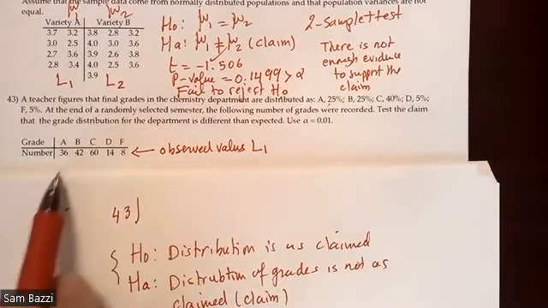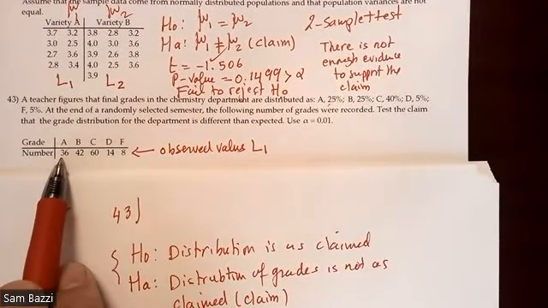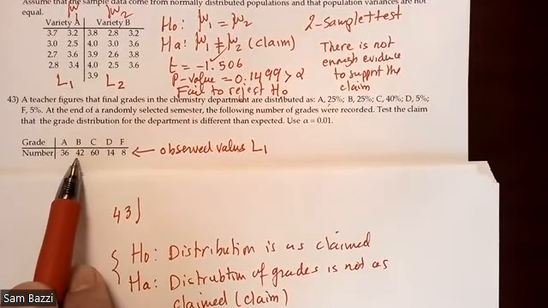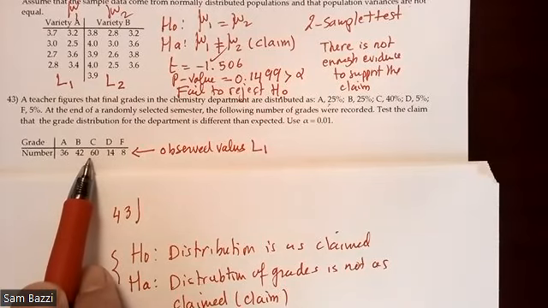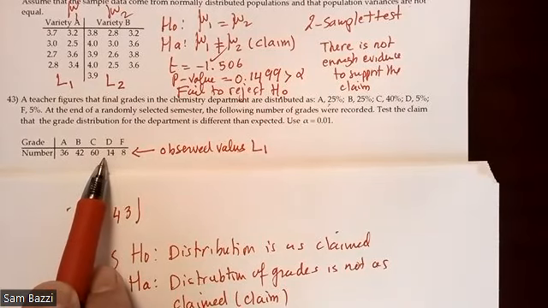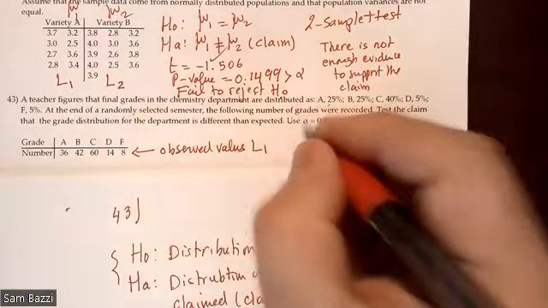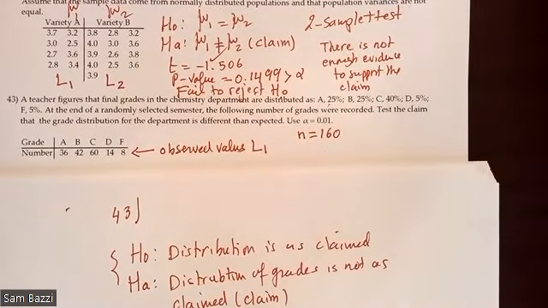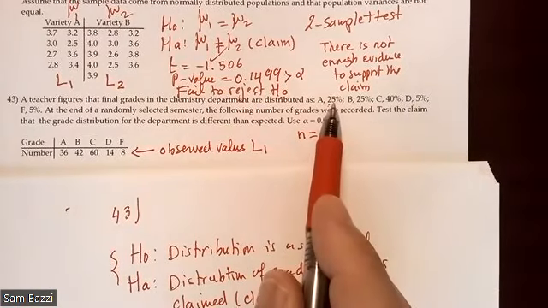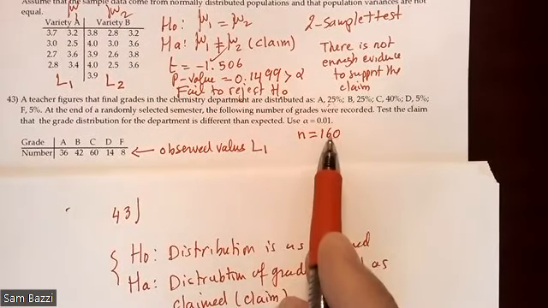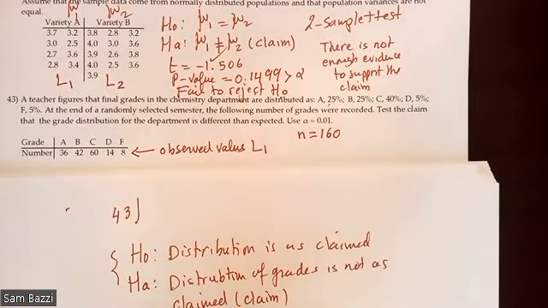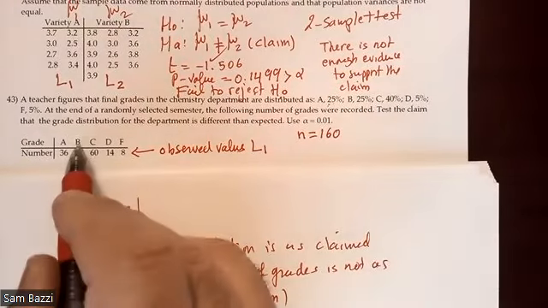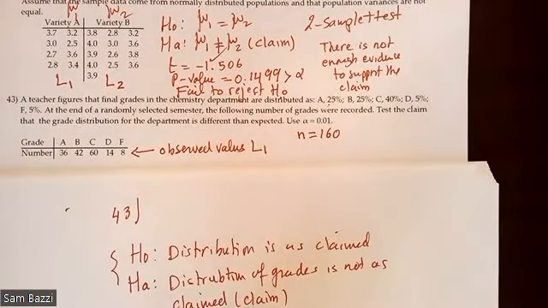First of all, we need the total. The total, guys, if you add 36, 42, 78, and 61, 38, 140, 160. So N is 160. And let me show you how to find the expected values, guys. 25% A, so 25% of 160 are A's. So you just do 0.25 times 160. Then the next one for the B's, 25%. Then you do 0.25 times 160.